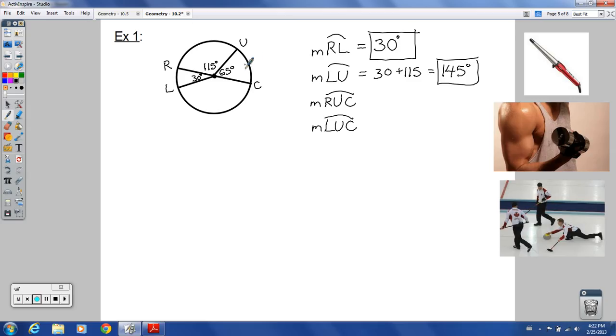And now RUC. So that means if it's listing three letters, you have to go from the first letter and then connect it to the third letter through the second letter. So you have to go through the second letter, R to U, and then to C. And so with this one, it happens to be half of a circle. It happens to be just 115 plus 65. 115 plus 65 is just 180. So we have 180 degrees here. That is something called a semicircle. We're going to make some notes off to the side with these after we finish figuring all the values out.